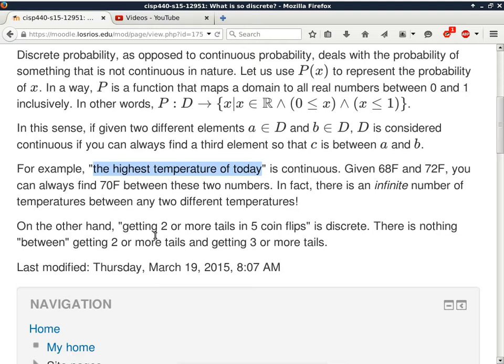On the other hand, if your question is getting two or more tails in 5 coin flips, that is discrete, because there's nothing in between getting 2 or more tails and getting 3 or more tails. You cannot get 2.5 tails out of 5 coin flips. So that means it is discrete because it is not continuous. Are there any questions so far about discrete versus continuous probability?